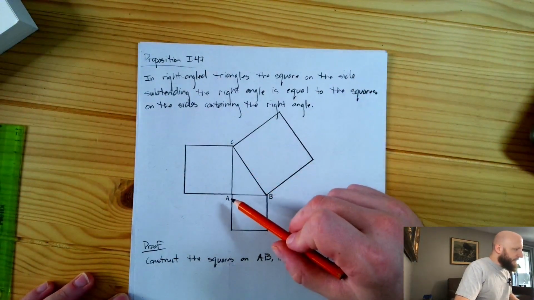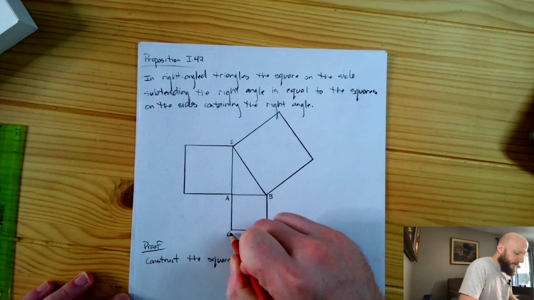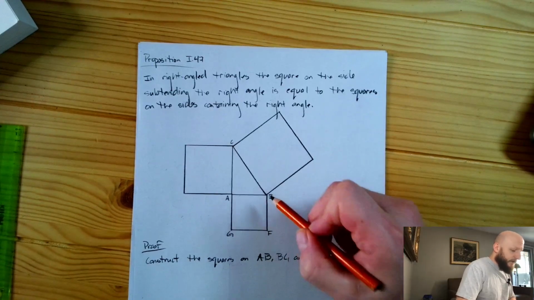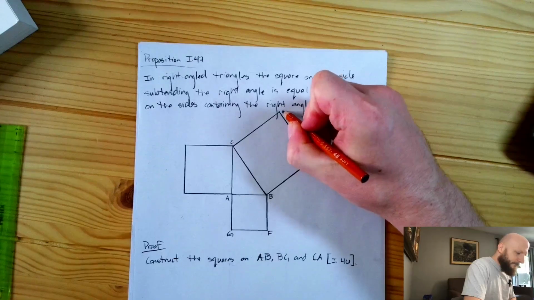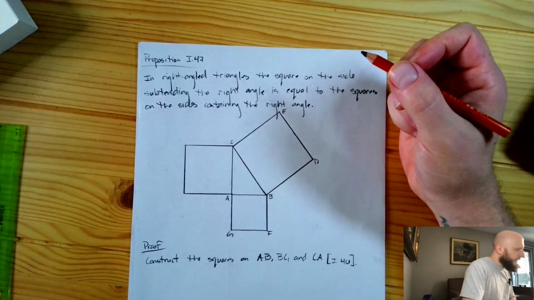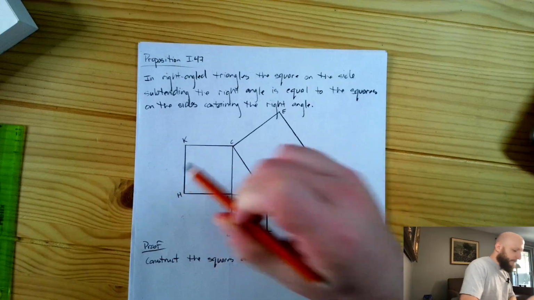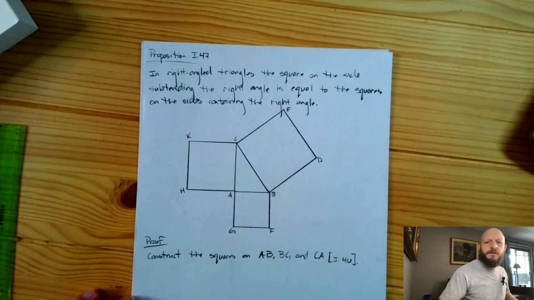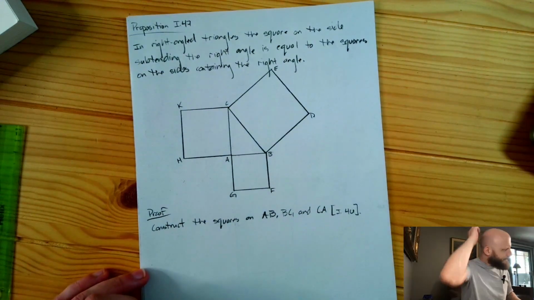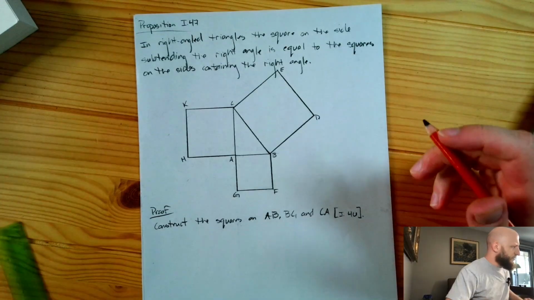Okay, we'll call this A, B, F, G. Over here will be B, D, E, C, and then C, K, H, A. There we go. It's a little bit smudgy. Okay, so there's our squares. A little bit more to be done before we jump straight into the proving.